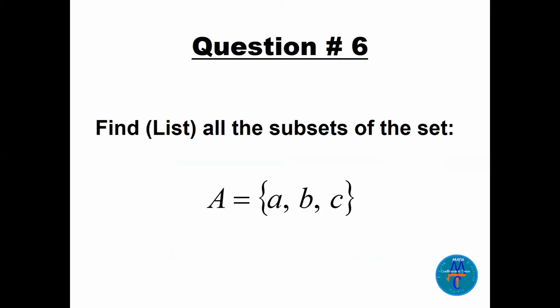Find, which means list or show, all the subsets of this set. Set A has elements a, b, c. List them, count them, tell me what the subsets are. Suppose a, b, c are 3 students. So what are the small subsets? Did you try? It's not that easy to find all of them. You can find simple subsets: {a} by itself is a subset, {b} by itself is a subset, {c} by itself is a subset, {a, b} is a subset. So try to find all kinds of subsets.